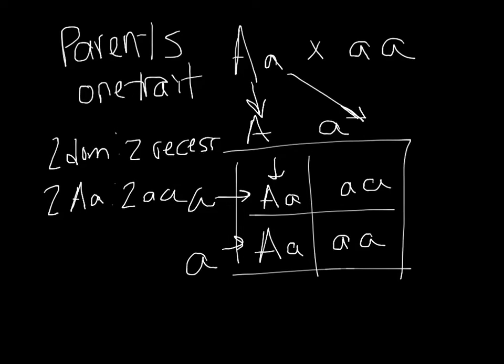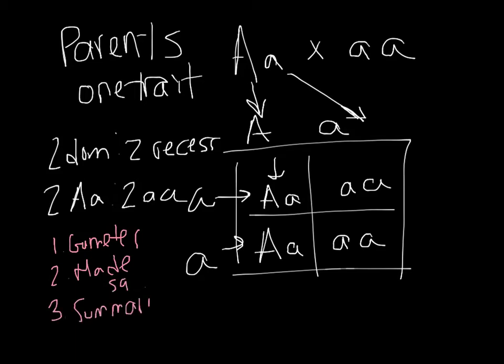So to recap, what did we do for the steps? We found the gametes. We made the square. And third, we summarized our results. Some other things you might want to do is make a key. In this case, we didn't set up what the trait was, but if we knew that capital A meant brown hair and little a meant blonde hair, we could make a key, and that way it'd be easier to find out what the dominant and recessives were.